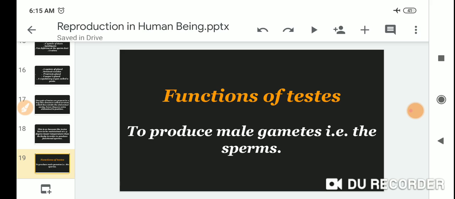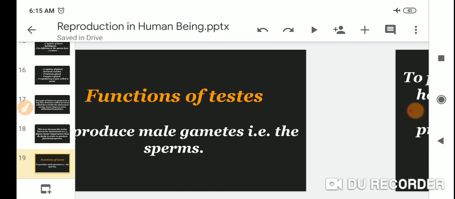Functions of the testes: the main function of the testes is to produce the male gametes, the sperm.